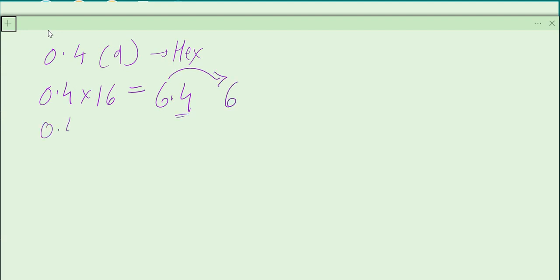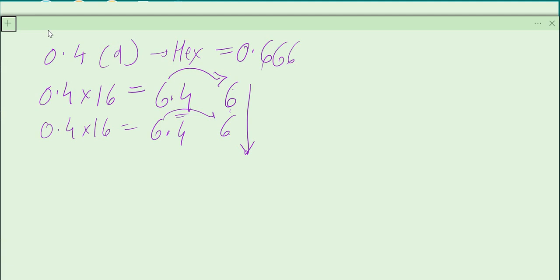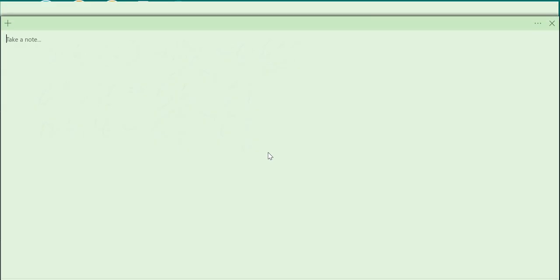0.4 for the next. Again 0.4 is coming. 0.4 into 16 will always come 6.4. So 6 will be there. So this number will be after the decimal point. Take in the same direction. So first this 6, then this 6. Here 6 is coming, so direction is not actually important. In the next example, we'll see that direction also. So in this way the fractional part is converted.